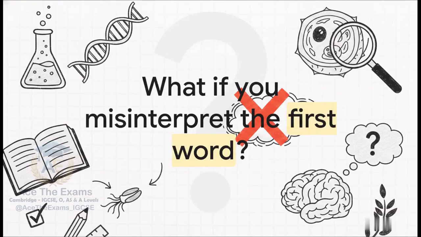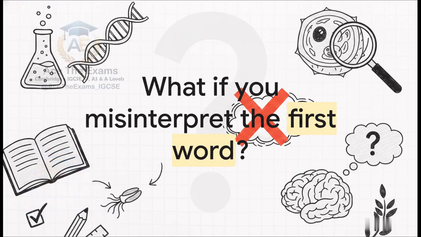So you've got the core principles, you've got the framework, you know the pitfalls, but here is the ultimate diagnostic cliffhanger. What if you misinterpret the very first word of the question? Seriously, even perfect method marks and flawless visual encoding won't save you if you don't actually understand the specific instruction the examiner is giving you.